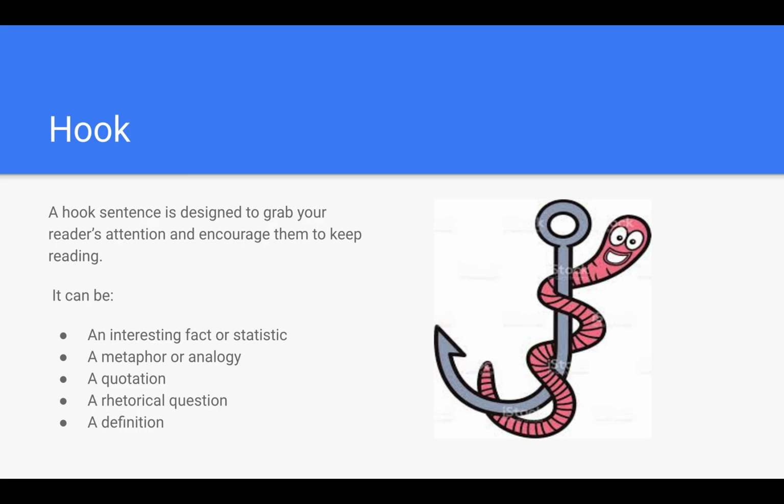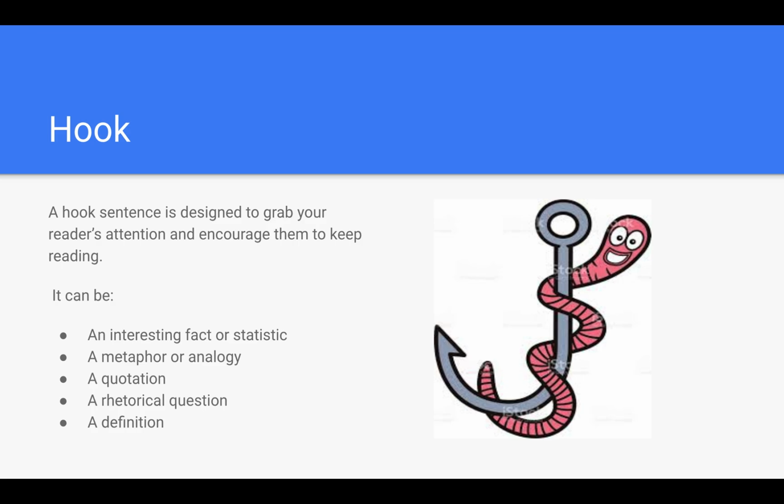So, what kinds of things work as hooks? An interesting fact or a statistic. Did you know that the average goldfish has a longer attention span than a middle schooler? I want to keep reading about that. Is that true? That's the kind of thing that you use to hook, or a metaphor, or an analogy, a quotation, right? All people use quotations all the time.